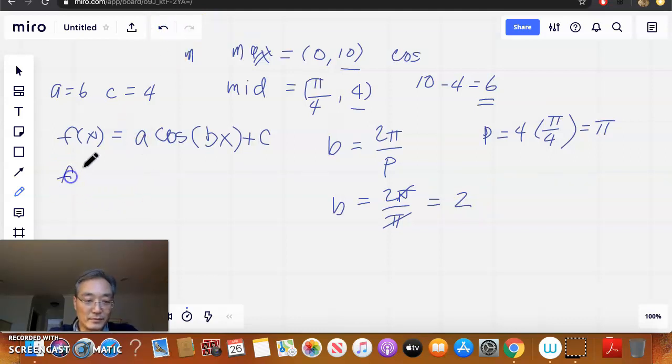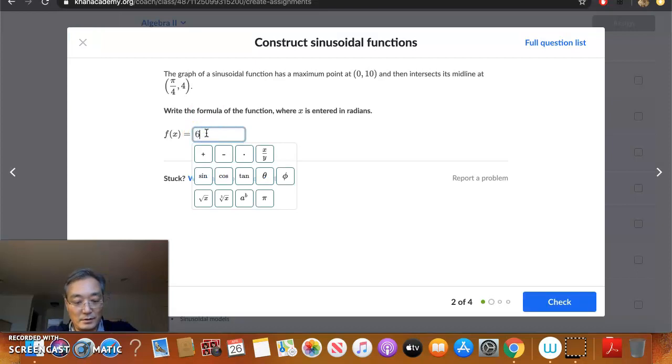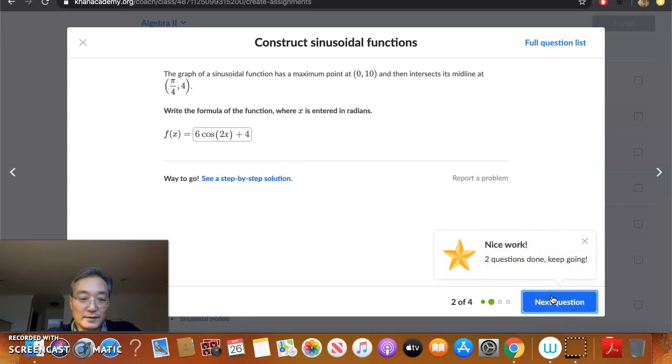f of x is equal to 6 cosine of 2x plus 4. Okay, that should be the correct answer. So let's go and check. 6 cosine of 2x plus 4. And it is. Okay? All right, let's take a look at the next question.